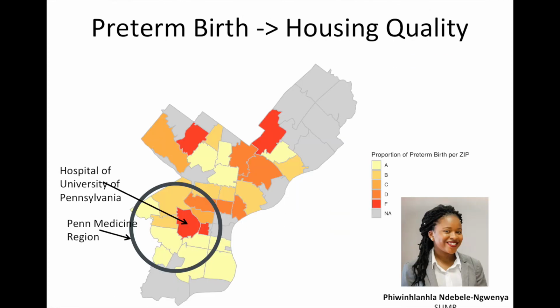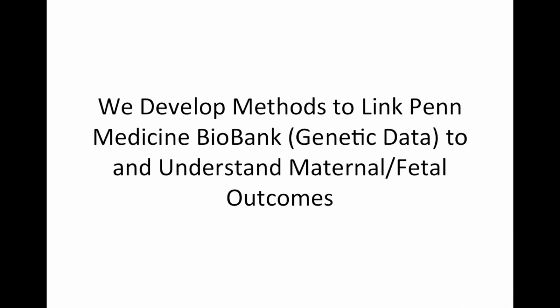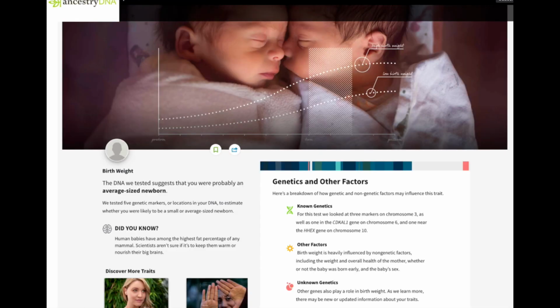Pee Wee was a summer intern in our lab through the Leonard Davis Institute's summer internship program last summer, and she was able to correlate preterm birth as an outcome, which was identified via Dr. Canelon's algorithm, and housing quality within the city of Philadelphia. We hope to further expand upon our methods to link Penn Medicine Biobank genetic data to help us understand maternal-fetal outcomes. I show here a screenshot from Ancestry DNA showing a person's result regarding birth weight.